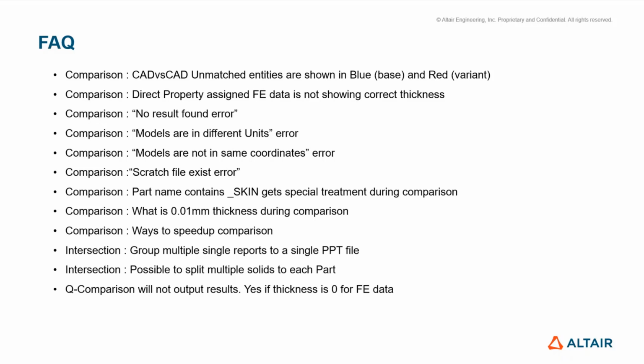Then, Q comparison sometimes doesn't give you results. For Q comparison, the only important thing is that thickness should be available on the FEM data. That's the reason we have added dummy thickness. So if you don't see thickness, it will not work. Thickness is a must for Q comparison.